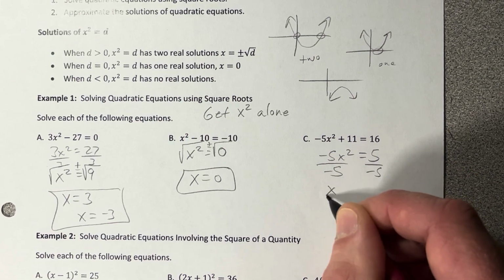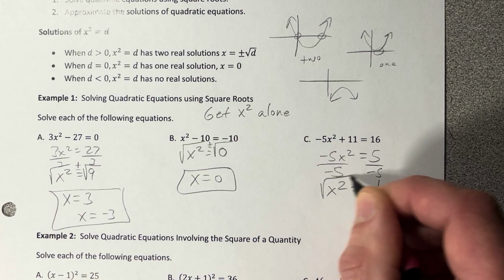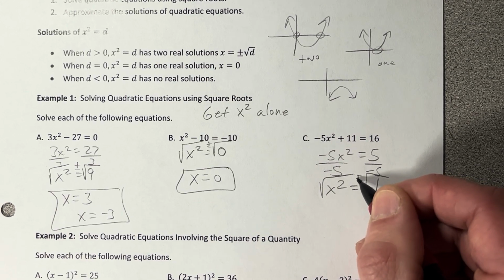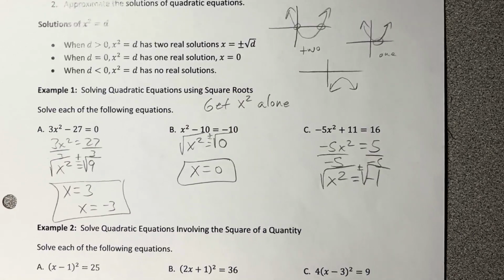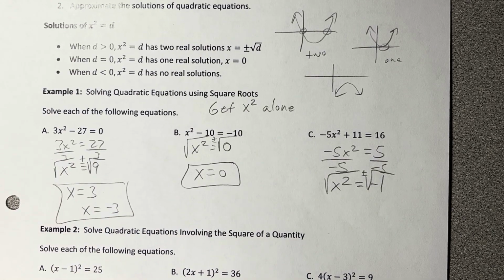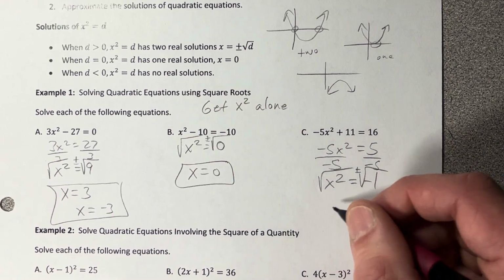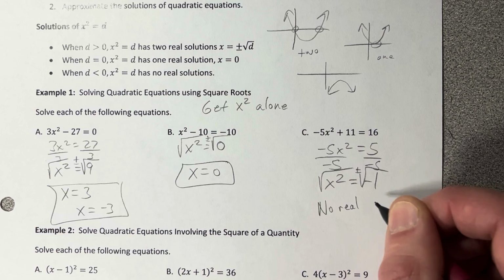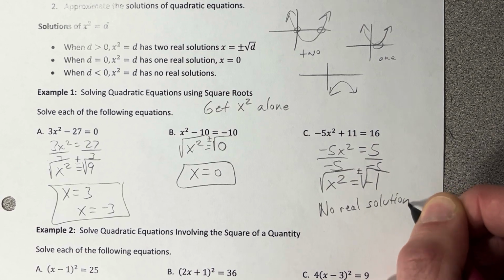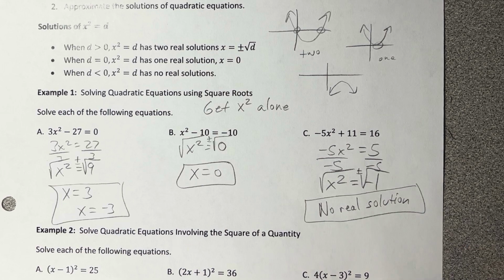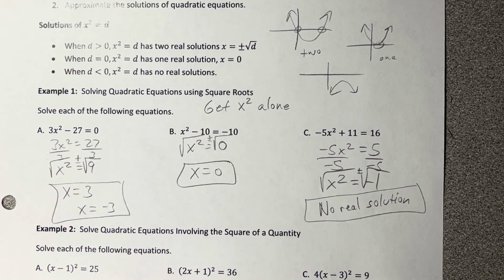And then try this next one here. Divide by negative 5 to get the x squared by itself. And check this out. If you put the square root of negative 1 into your calculator, you're going to get an error. So this is an example of no real solution. Anytime you try to take the square root of a negative number, you get no real solution. Turns out there are imaginary solutions, but we'll save that for Algebra 2. So those are the three possibilities today.